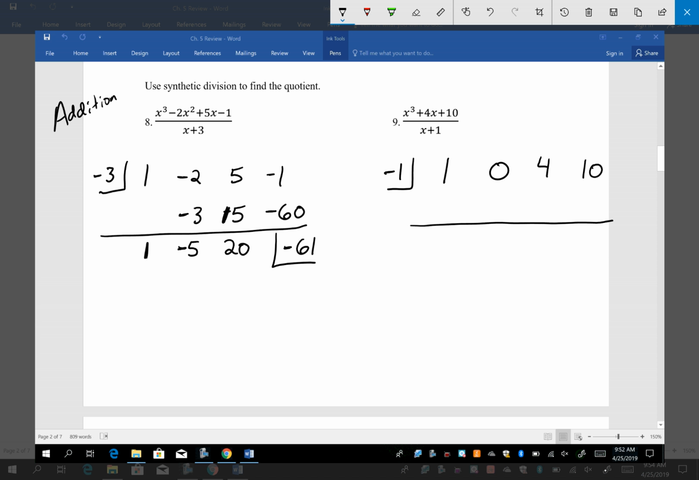Now, if you stop here, will you get full credit? No, you must put the actual answer. So we started with x cubed. So this is going to be 1x squared minus 5x plus 20 minus 61 over x plus 3. So we don't put the negative on the 61 here, it doesn't matter. This is how I write it. Some students write addition here, Dino, and then put the negative with the 61. Same thing.